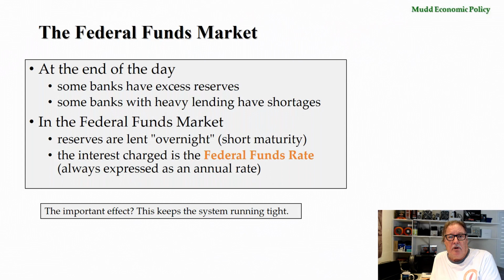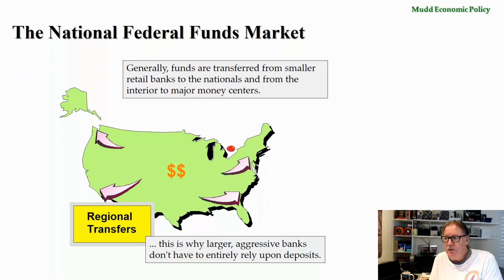So how does a smaller bank in the western United States get excess reserves? Well, they can borrow them from these New York banks that have excess reserves, and they pay the federal funds rate. And that's an overnight lending operation, except sometimes it's a little bit longer maturity. There's a national market for this, and generally, historically, funds have been transferred from smaller retail banks to the nationals and from the interior to money centers.